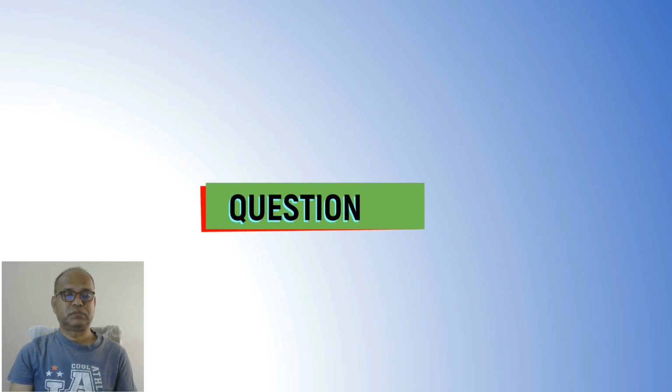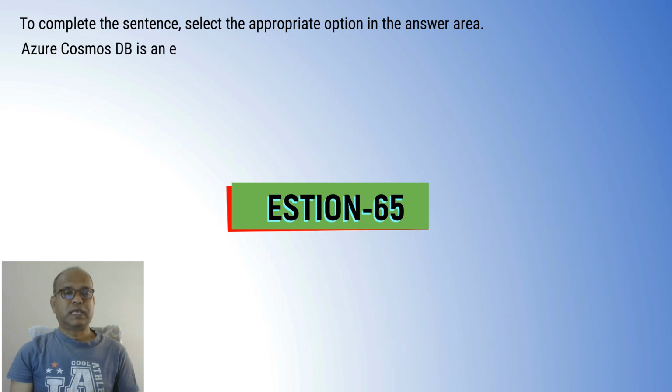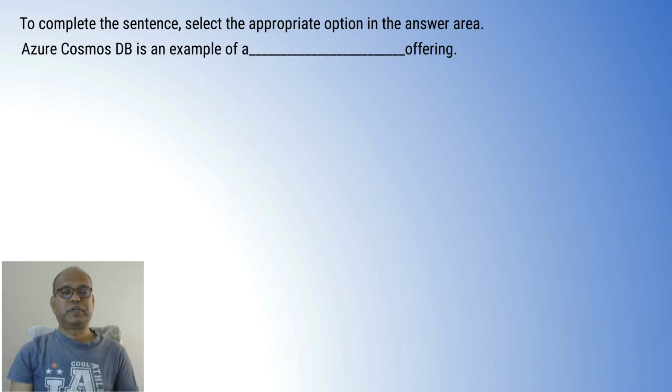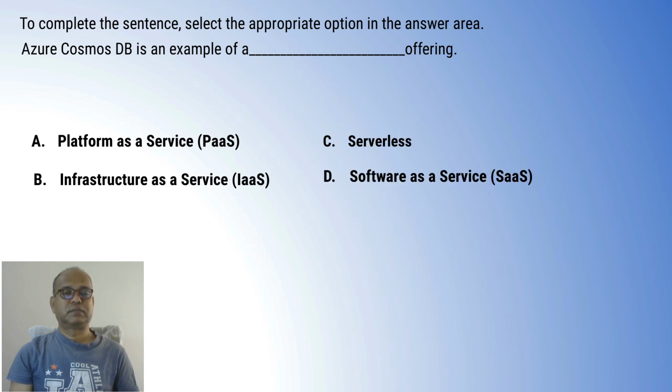Next question. Question number 65. To complete the sentence, select the appropriate option in the answer area. Azure Cosmos DB is an example of a dash offering. Option A, Platform as a Service, PaaS. Option B, Infrastructure as a Service, IaaS. Option C, Serverless. Option D, Software as a Service, SaaS. Answer. As you know, Azure Cosmos DB is an example of a Platform as a Service, PaaS, cloud database provider. Therefore, option A is the correct answer.